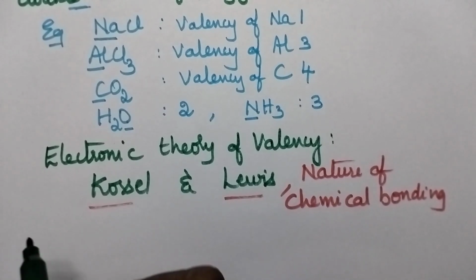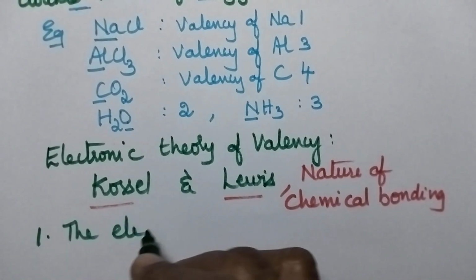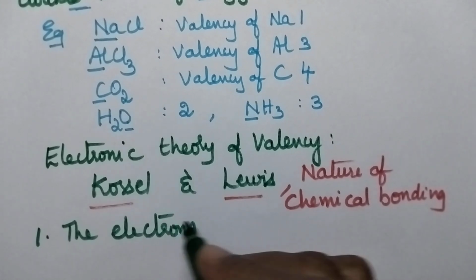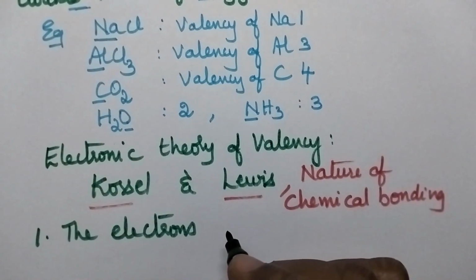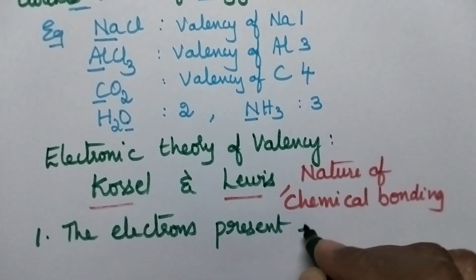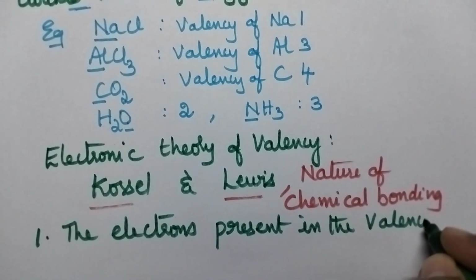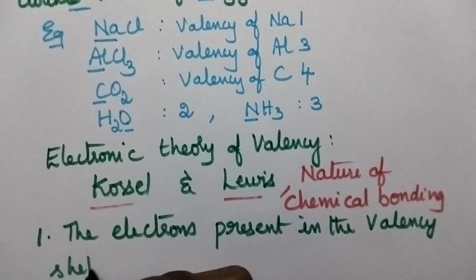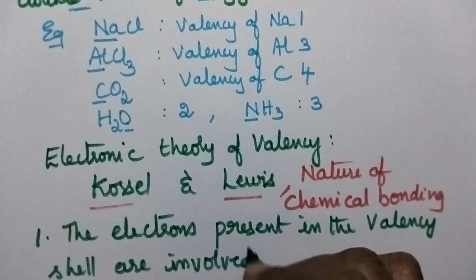Coming to the important points of the electronic theory of valency, always the electrons present in the outermost orbit are called valency shell electrons, and they are involved in the chemical bonding. So the electrons present in the valency shell, that is the outermost orbit, are involved in chemical bonding.